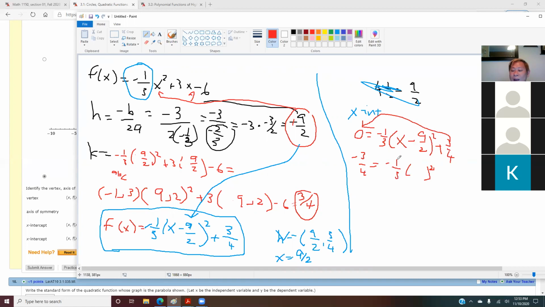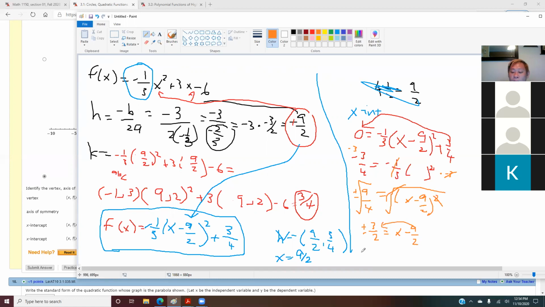And then next, we have to get rid of this -1/3. We have to multiply this by -3. So this will cancel out. So what we have in this case is 9/4 equals x minus 9/2 squared. And then in order for us to get rid of the square, I take the square root and do the plus minus. 9, the square root is 3, 4 is 2. The square and square root will cancel. So what you get is x minus 9/2.